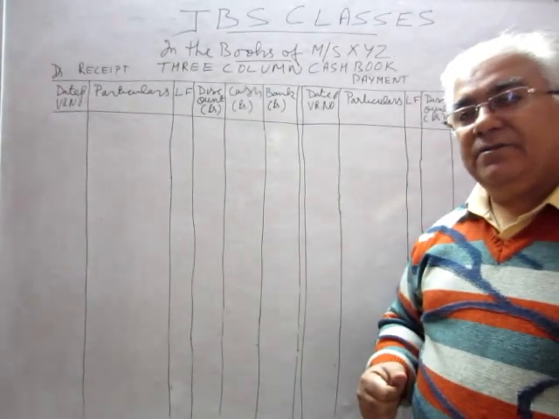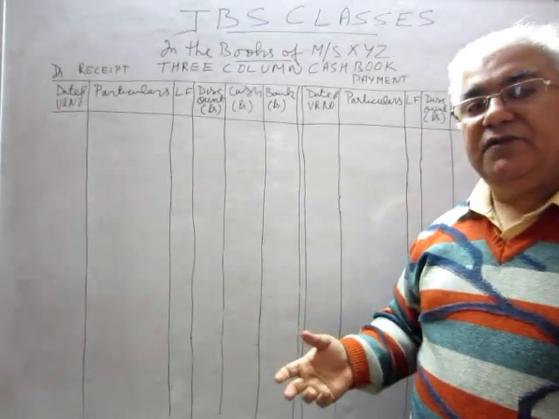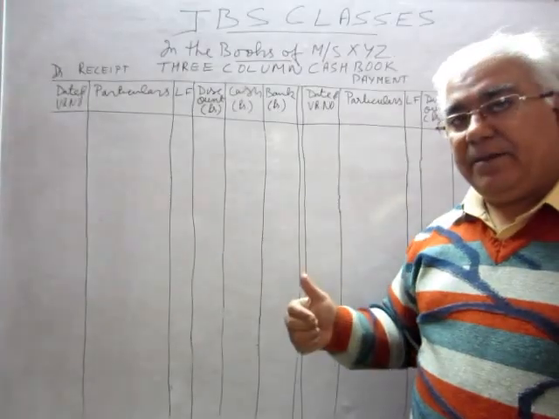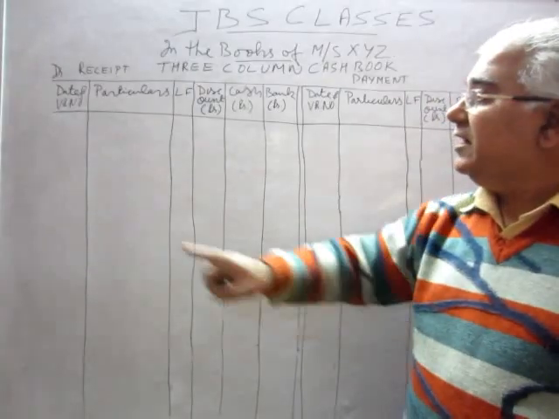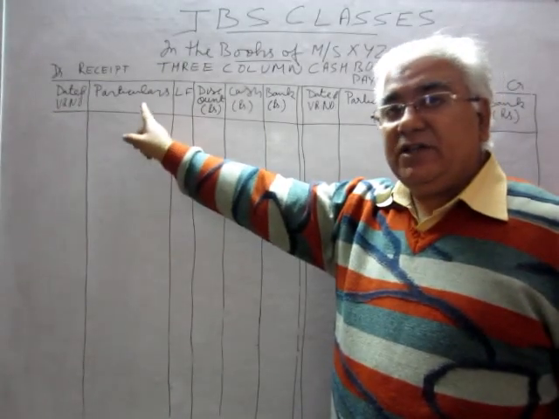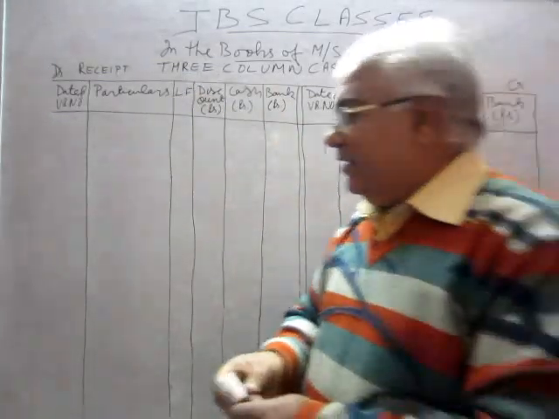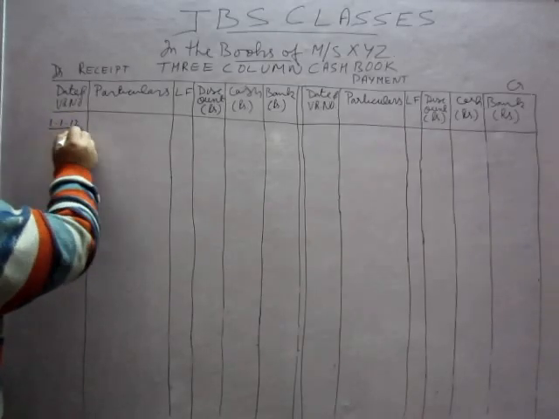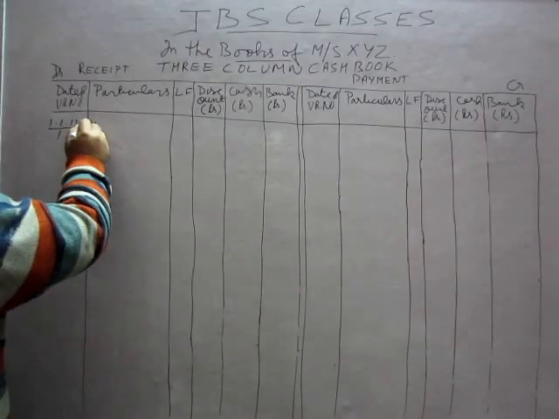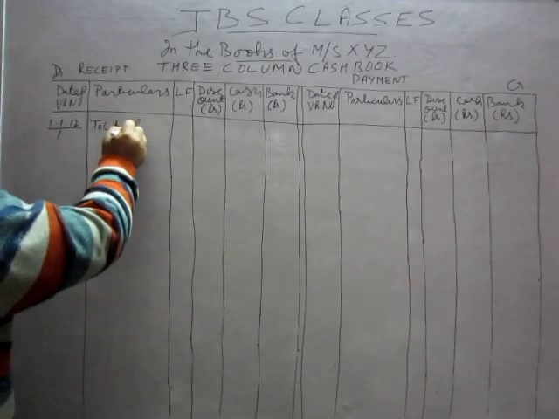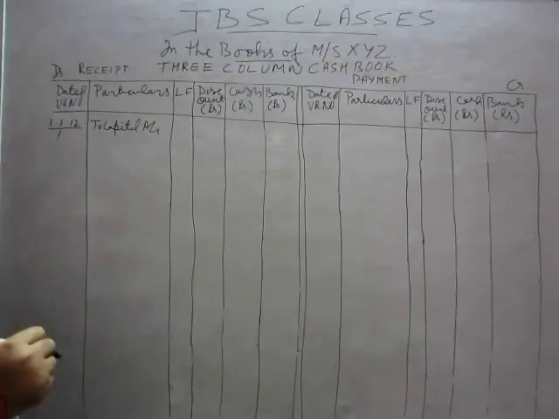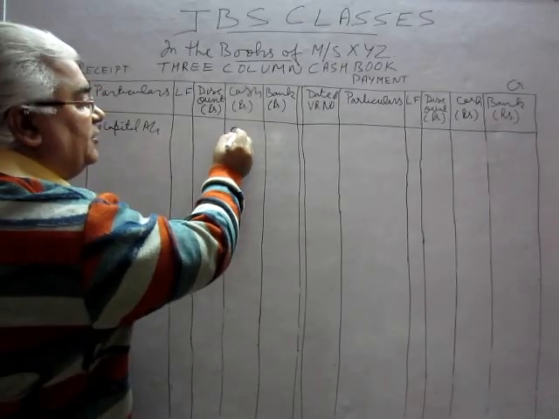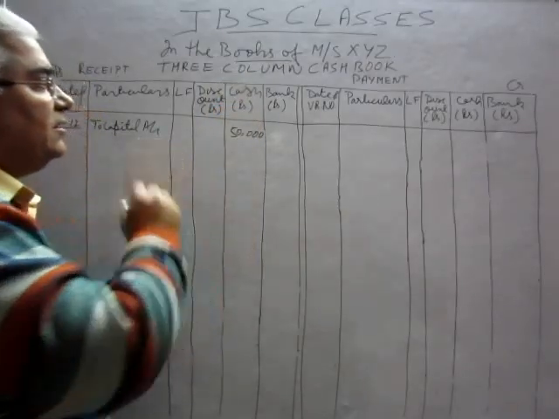The first transaction is: the proprietor introduces rupees 50,000 as capital. The journal entry for this is cash account debited to capital. So the cash account is being debited. Hence the entry will come on the debit side of the cash book, or the receipt side of the cash book. Let the date be 1/1/12. Voucher number 1, to capital account. Here the account which is being credited in this transaction will come. The amount is 50,000 received in cash, so it will come under the heading cash.